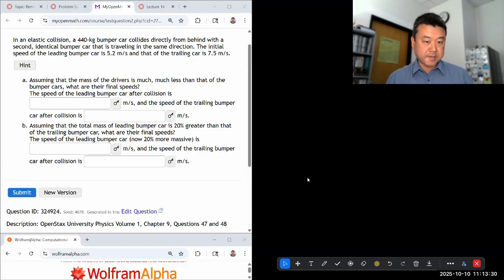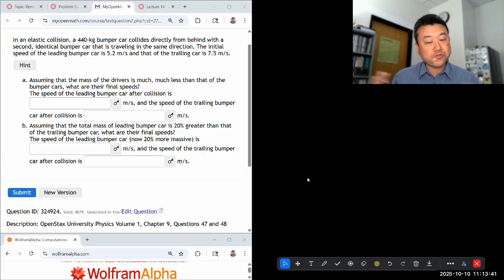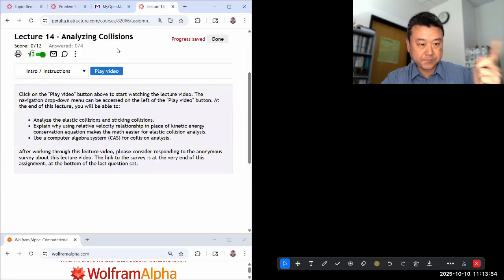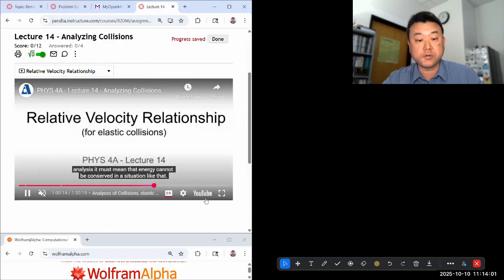So let me present this second version of all the elastic collision questions you have in the homework so far. You have seen me approach this with all the complicated algebra. Let me see if I can group them all and just do them all together, because the algebra is going to be so much easier with this particular approach. So I'm going to go to the lecture where I go over all this. It's in lecture 14, what's called the relative velocity relationship. If you do a Google search, that's how you would find it.